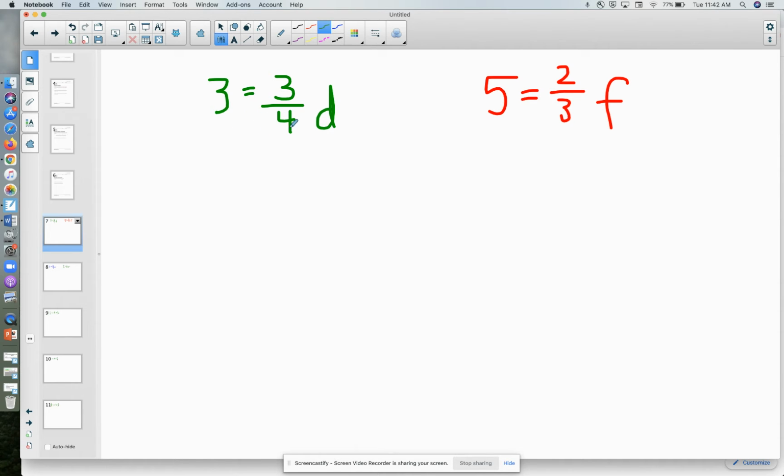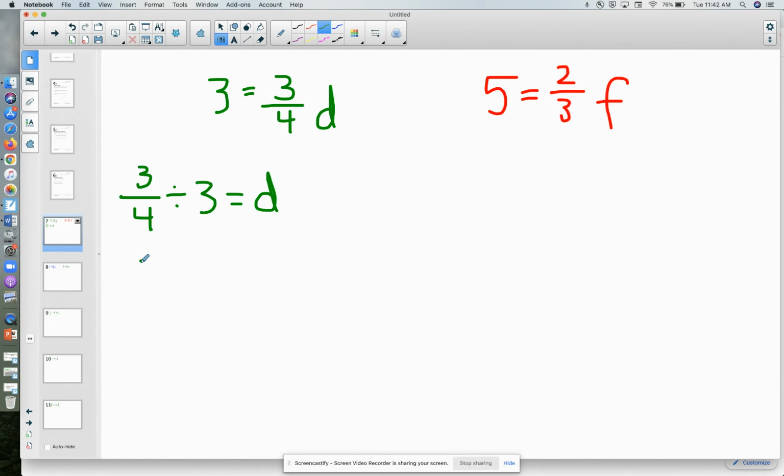Right now, this is 3 equals 3/4 times d. So it's multiplication. We want to leave d by itself. We want to leave it isolated. So we have to bring 3/4 to this side. And the opposite of multiplication is division. So then it would look like this. Okay? So 3 divided by 3/4 equals d.